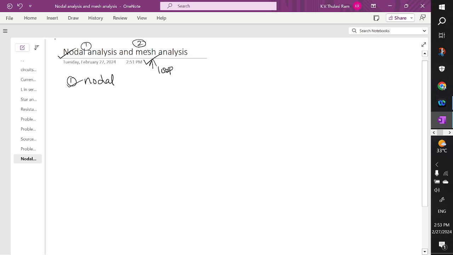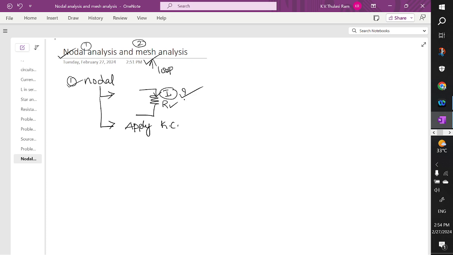Okay, so let's try to understand nodal analysis. Nodal analysis is a part of circuit analysis. It is used to find a branch current. For example, if a resistor of R ohms is there and you want to find the current across R ohms, then we can use nodal analysis. The purpose of nodal analysis is to find the current in a given resistive branch. Here, nodal analysis is performed by applying Kirchhoff's current law.